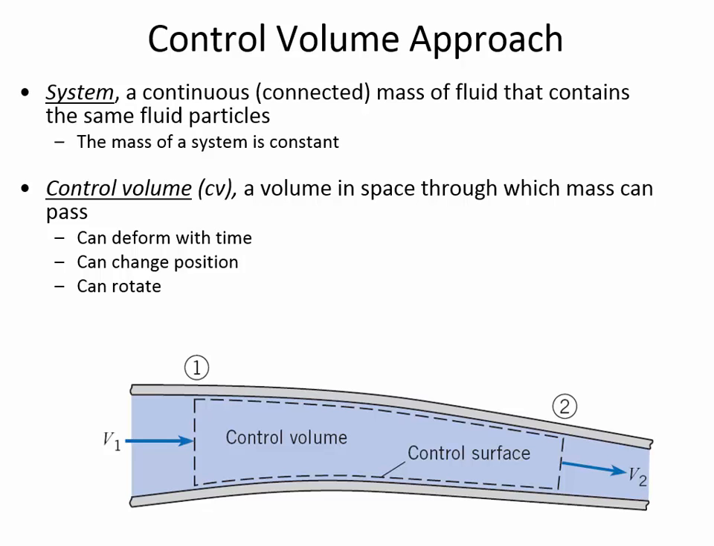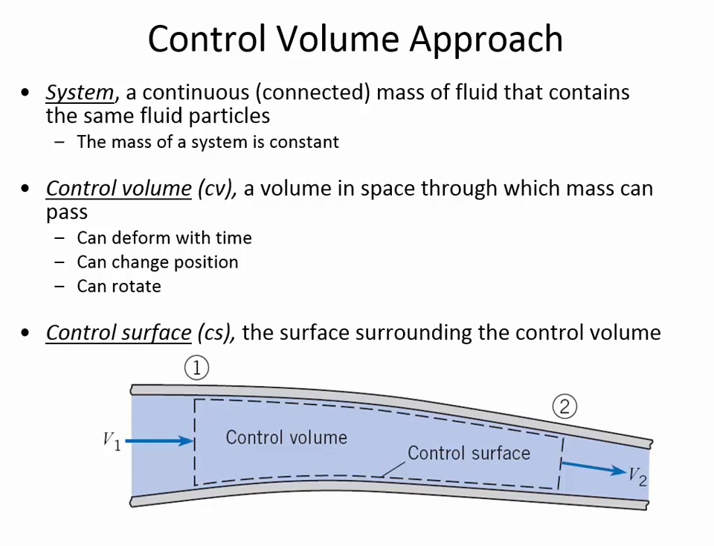The control volume doesn't have to be stationary. The location of our control volume can be moving over time depending on what kind of problem we have to solve. It can rotate, change position. And the outside area of the control volume is known as the control surface.